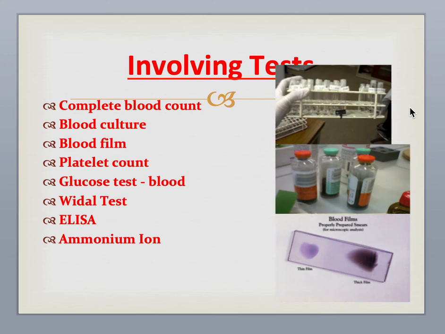The different kinds of blood tests are complete blood count, blood culture, blood film, platelet count, glucose test for diabetes, Widal test, ELISA, and ammonium ions. With a blood test, you can check the complete blood count, your vitamin levels, or the presence of any other harmful pathogens. You can count your platelets in a blood test as well.